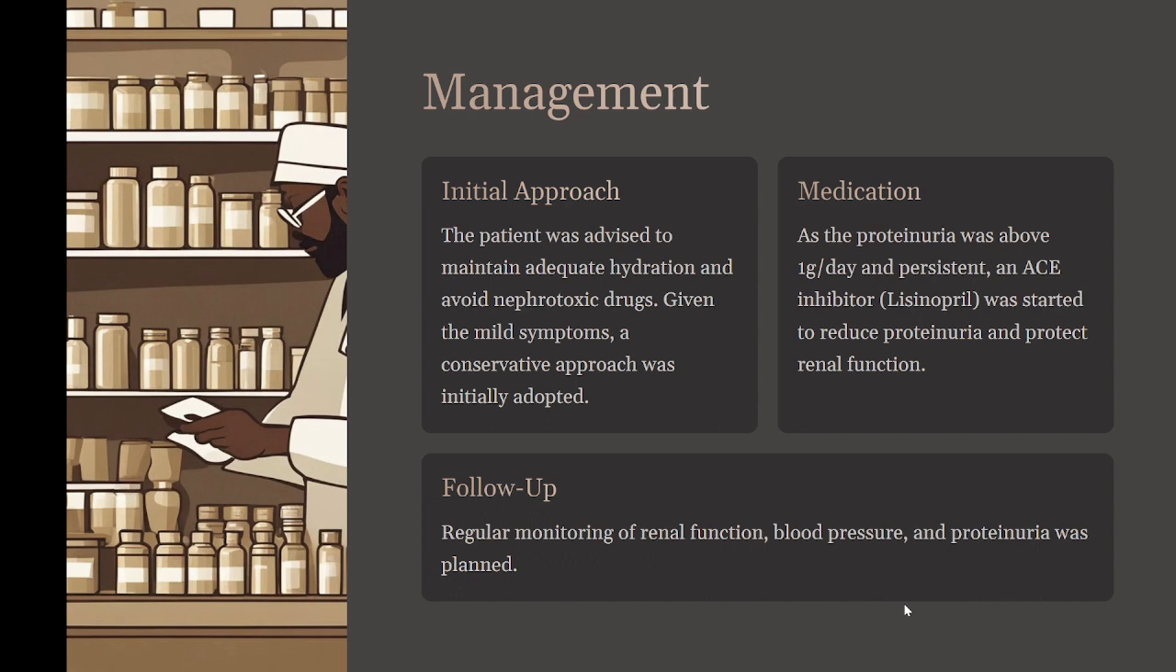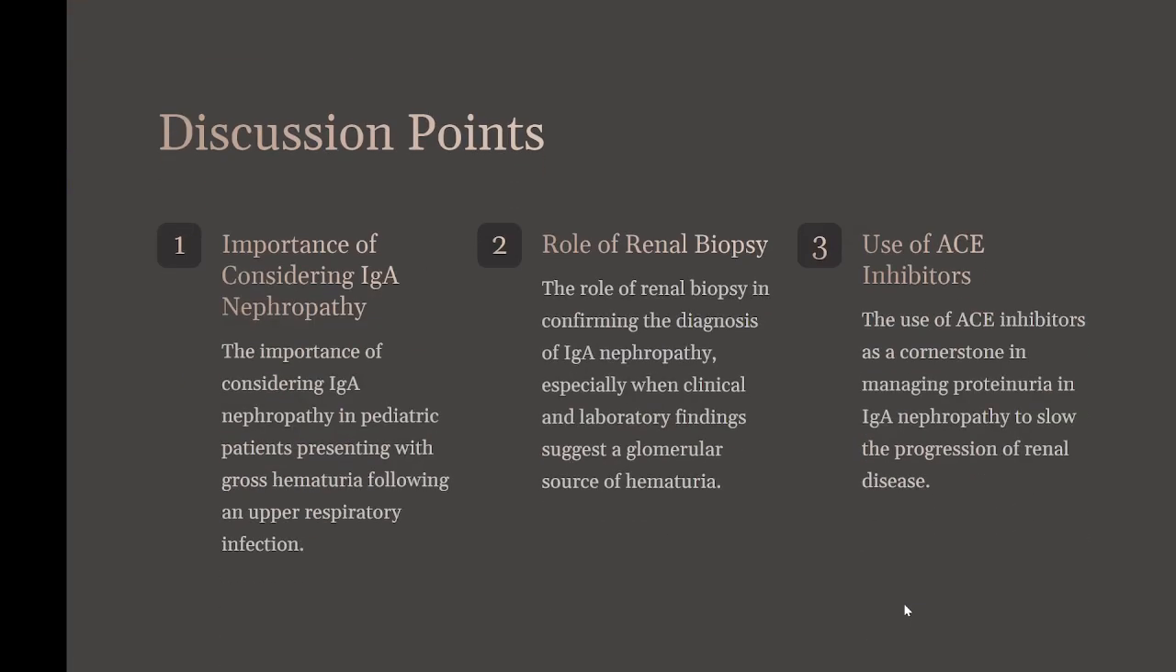Given the mild symptoms, a conservative approach was initially adopted. Medication: as the proteinuria was above 1 g per day and persistent, an ACE inhibitor, lisinopril, was started to reduce proteinuria and protect renal function. Follow-up: regular monitoring of renal function, blood pressure, and proteinuria was planned.